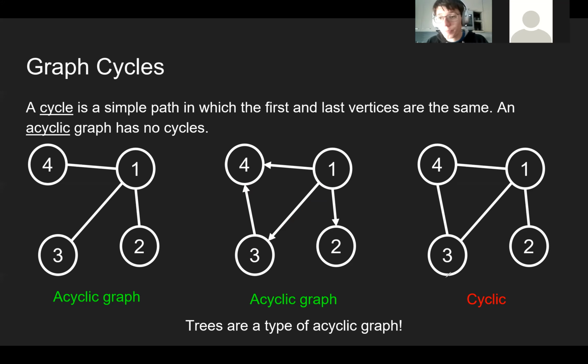The last one is a cycle because, for example, you can start at 1, go to 3, 3 to 4, and 4 to 1. So you don't repeat any edges, and you go back to where you started by taking some path. So it's a cycle. That's cycles in graphs. And trees are an example of an acyclic graph. So there you go.